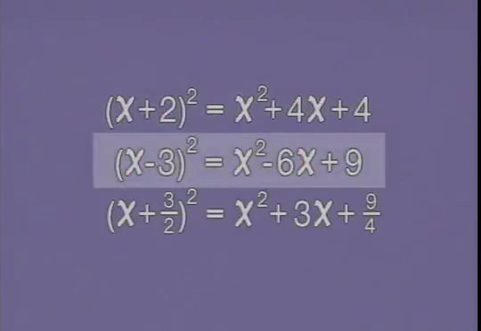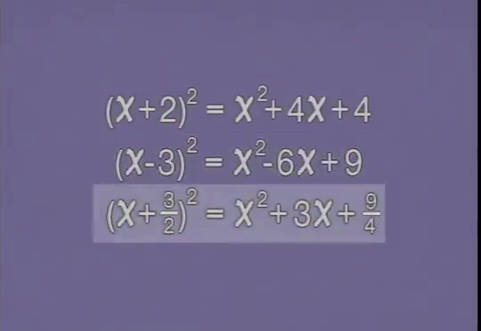The pattern holds true in the next situation. X minus 3 squared. Notice the number in the middle, negative 6, the coefficient of x, is twice negative 3. And the 9 is the square of negative 3. And look at the third line. Exactly the same thing. We have x plus 3 halves squared. We double the 3 halves, we get plus 3. That's the number in front of the x. We square 3 halves, and we get 9/4. That's the number at the end.